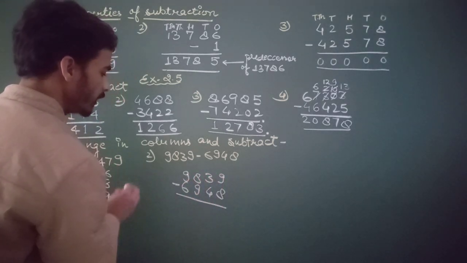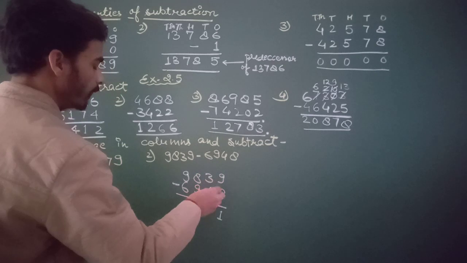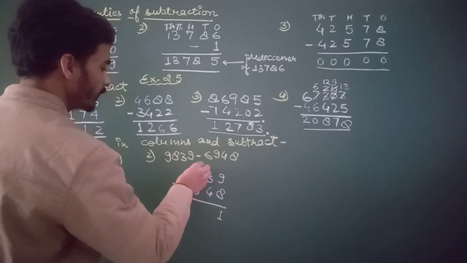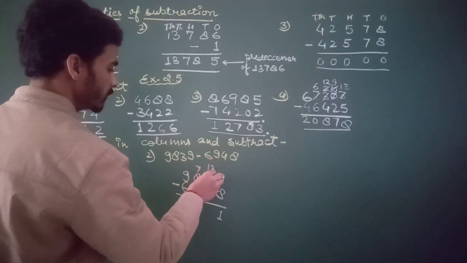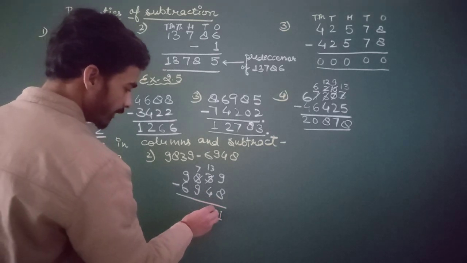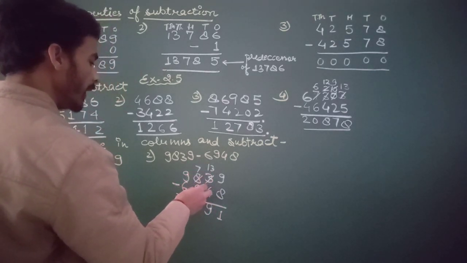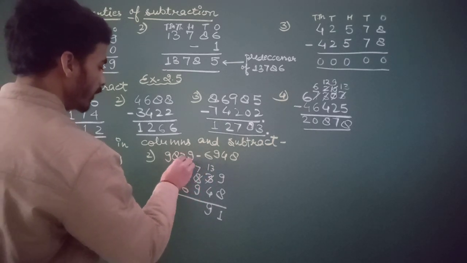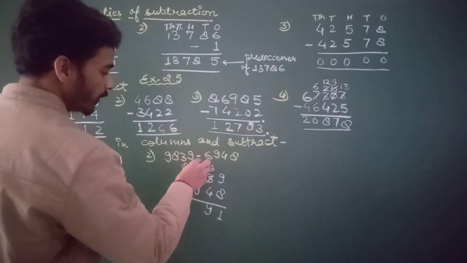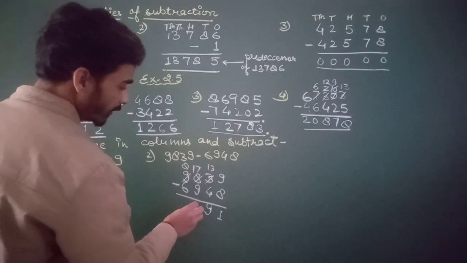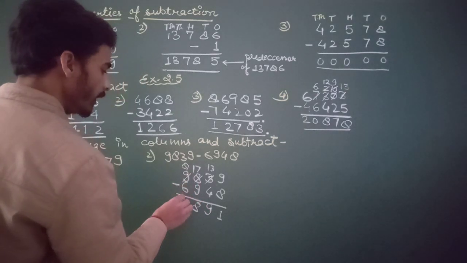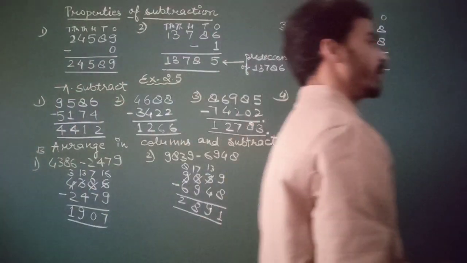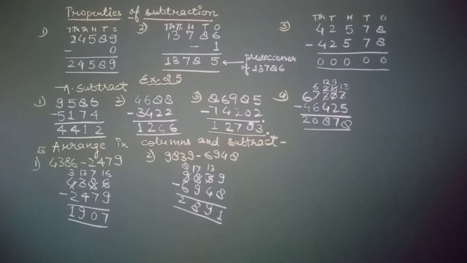9 ones minus 8 ones, that is 1 one, and 4 tens cannot be subtracted from 3 tens, so regroup 8 hundreds 3 tens into 7 hundreds 13 tens. And now 13 tens minus 4 tens, that is 9 tens. And 900 cannot be subtracted from 700, so regroup 9,700 into 8,000 and 1,700. Now 1,700 minus 900 is 800. And now 8,000 minus 6,000, that is 2,000. So the answer is 2891.